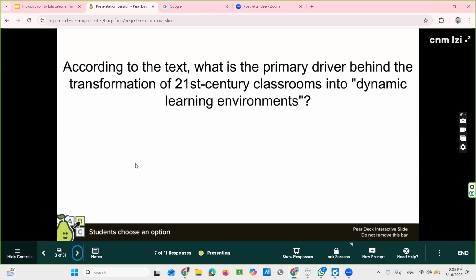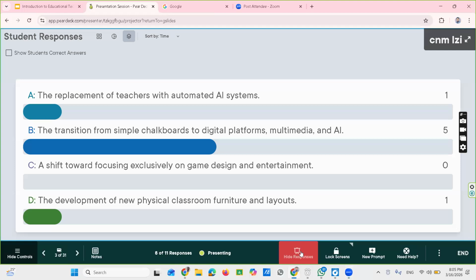Right, seven of you have given answers. Because time is passing, I am going to stop this activity. Then we can discuss your responses. Right, then look at the answers here.